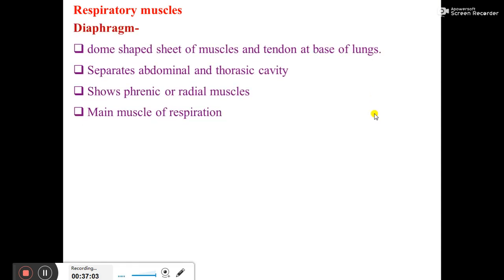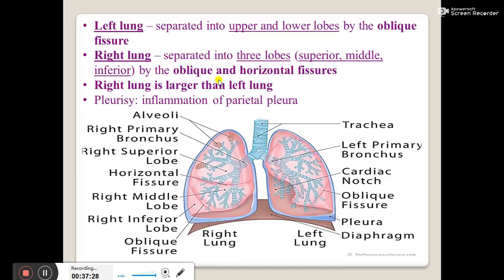Now we saw all the respiratory organs which assist in the respiration process. The last part is the respiratory muscles. We saw the conducting zone, we saw the respiratory zone, and now the respiratory muscles. The first respiratory muscle is the diaphragm. As I showed you previously, here the diaphragm is present.